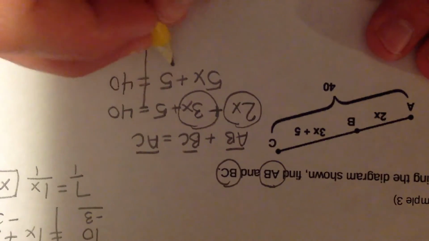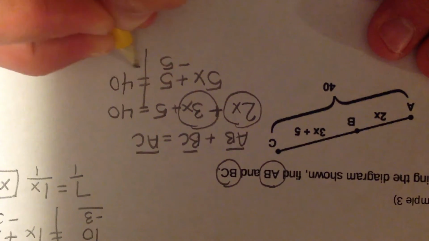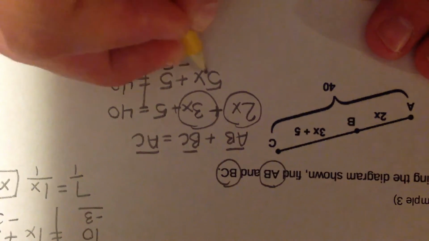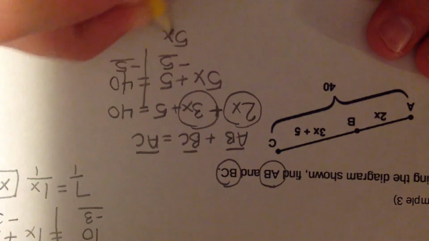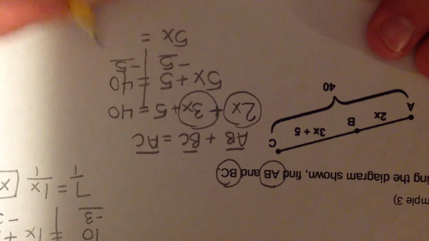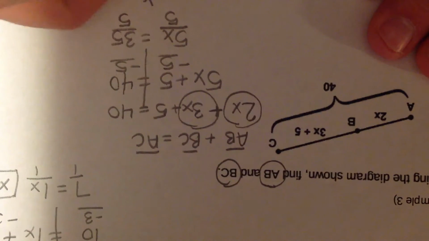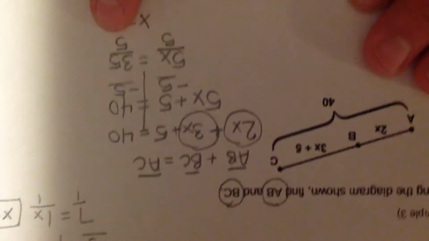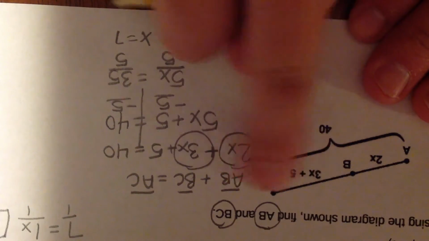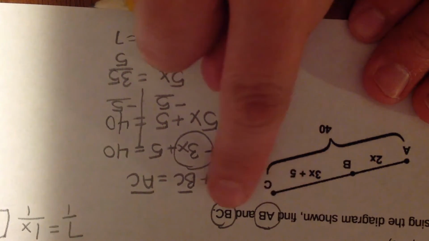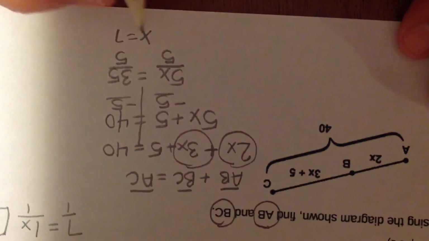Now we have a two-step equation. I subtract 5 from both sides. I'm left with 5x over here, because 5 minus 5 is 0. 40 minus 5 is 35. I divide both sides by 5, and x equals 7. However, if I look at my question, it's asking me to find AB and BC. So we have a little bit more work to do because we've only found x.